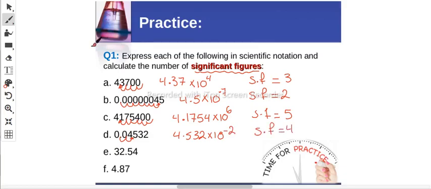Now for the E, I'm going to take my decimal and start moving it to have 3.54 times 10. And the total number of significant figures in my situation here is 4. Finally, for the F, it is already given in correct scientific notation, so I'm not going to do anything. I'm only going to count the significant figures, and my final answer is 3.